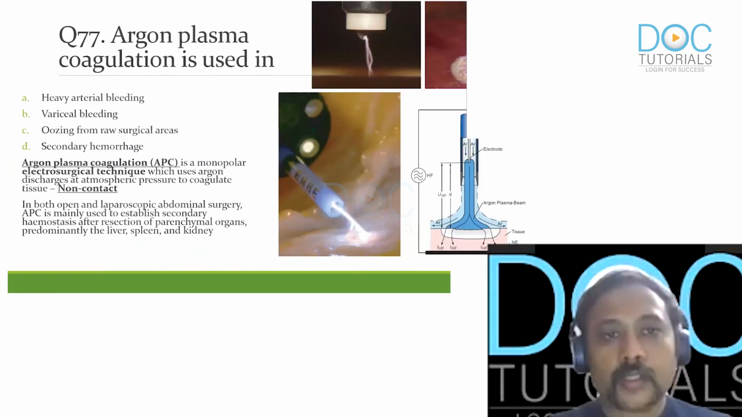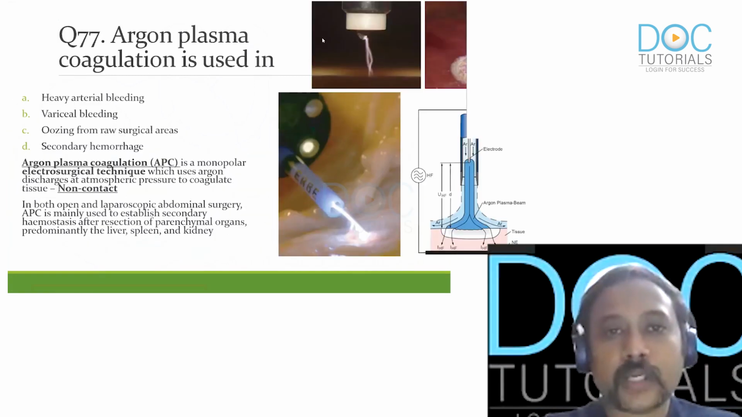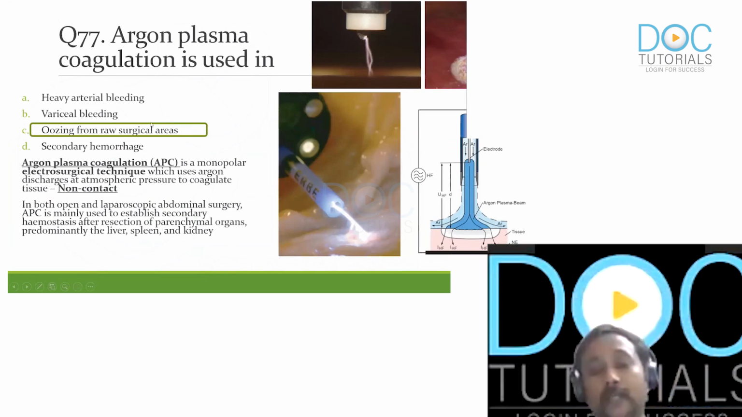Right. So the next question was something on your argon plasma photocoagulation. This is a very clear-cut answer. When you have something called oozing from the raw surfaces, that is the characteristic place where you will use your argon plasma photocoagulation. So argon photocoagulation is something which is going to be used for raw surfaces.